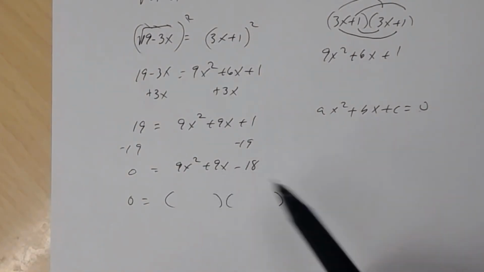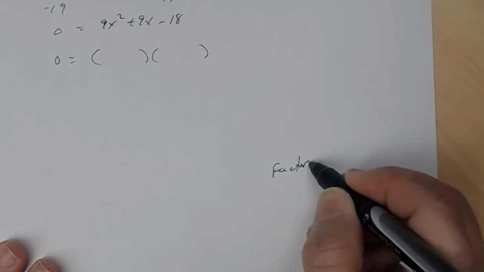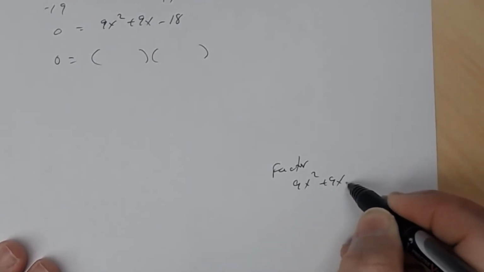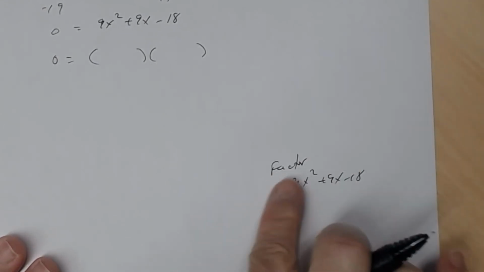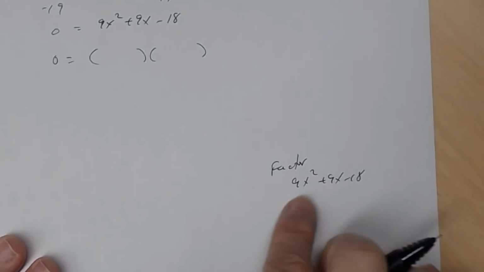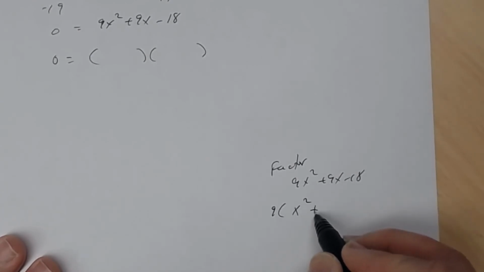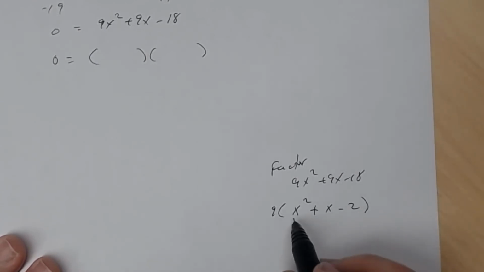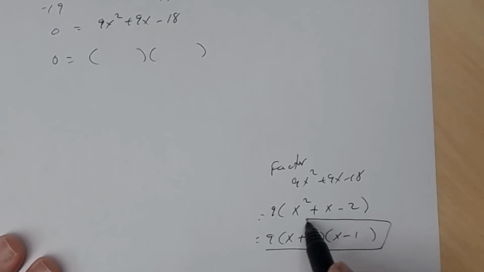I'm going to remind you about this. If one of your problems said factor 9x squared plus 9x minus 18, if that was just a problem, not an equation, remember the first thing you have to do is factor out the GCF. The GCF here is 9, so you'd say 9 times x squared plus x minus 2, and then you factor this trinomial. So you would get 9 times x plus 2 times x minus 1. So that's how you would factor this.